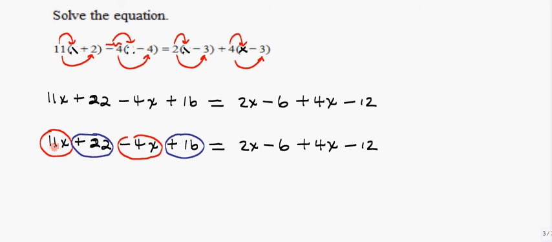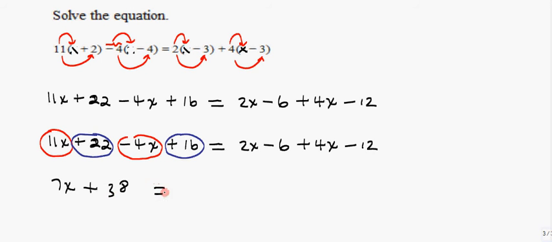11x minus 4x. Notice the sign stays with the term. So that's a negative 4x added to a positive 11x. Or said another way, 11x minus 4x, which is 7x. 11 minus 4 is 7. 22 plus 16. It's a positive, let's see, what is that? 6 and 2 is 8. 38. Took me a minute, sorry about that.